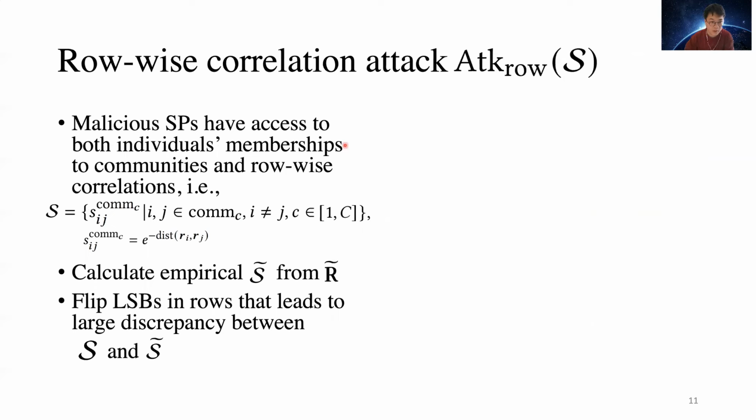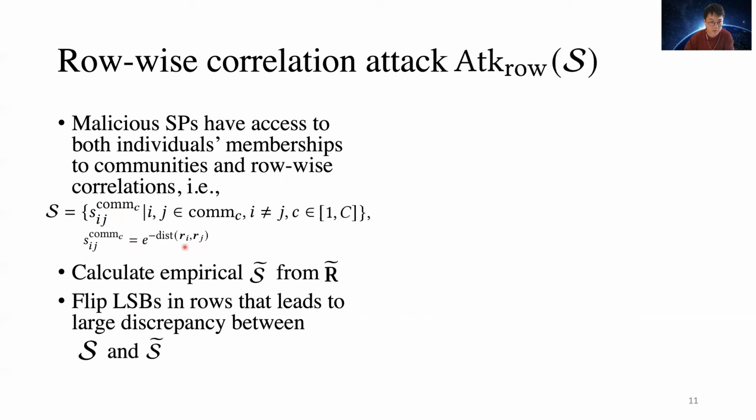Similarly, in the row-wise correlation attack, we assume the attacker knows the row-wise correlation among individuals. In this paper, we assume that only individuals in the same community are highly correlated. So the row-wise correlation information is denoted by the set S, and each element in the set S is the correlation between individual I and J in the same community, and their distance is defined as an exponential decay function.